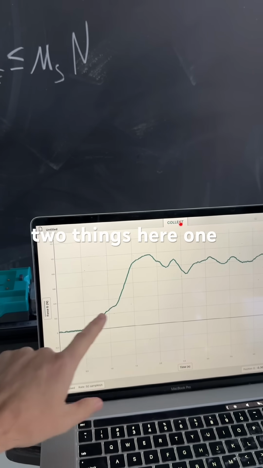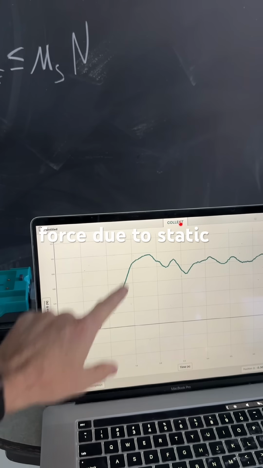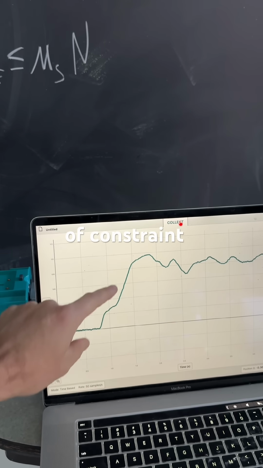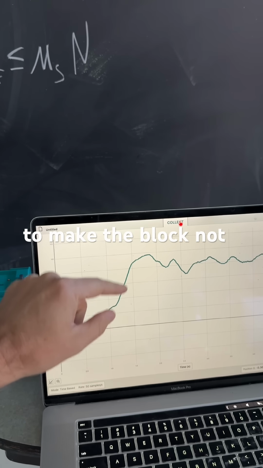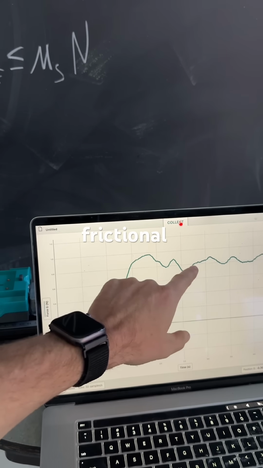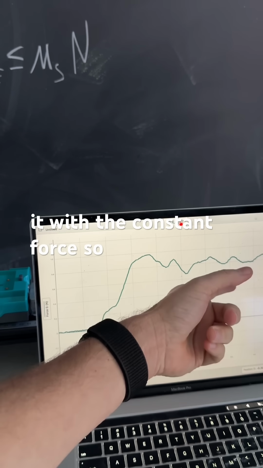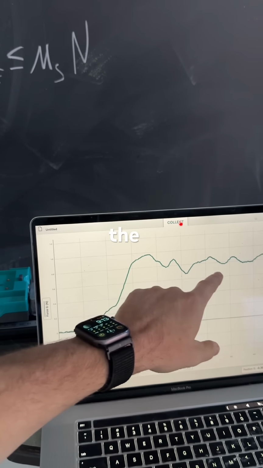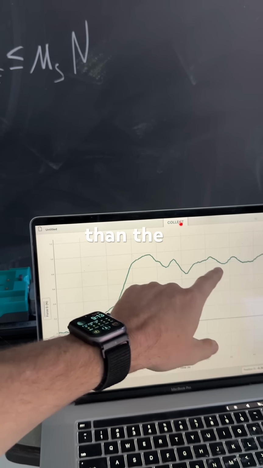So there's two things here. One, the frictional force due to static friction is not one value. It's less than or equal to. It's a force of constraint. It's whatever it needs to do to make the block not move. But then once it does slide, that frictional force drops down. And so I don't push it with the constant force, so that makes it a little bit difficult. But you can see that the kinetic friction force is less than the value.